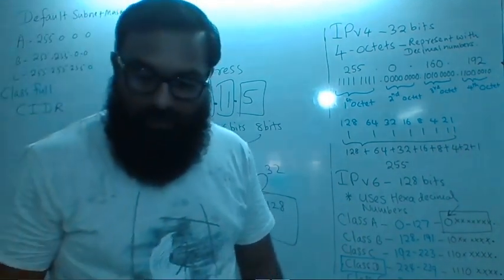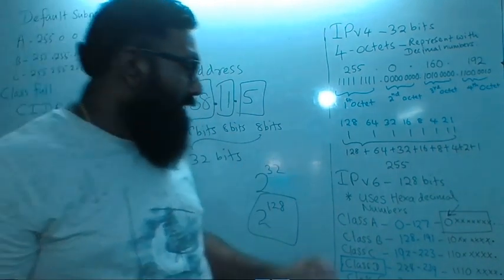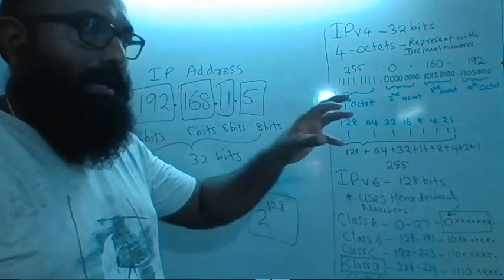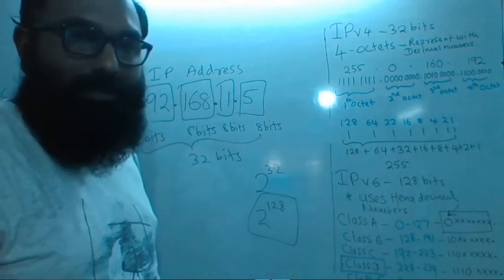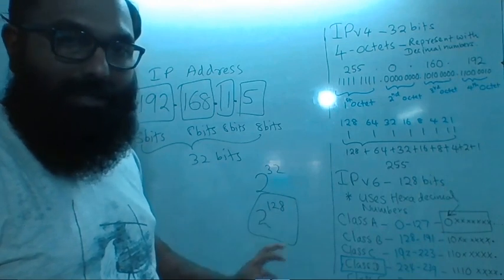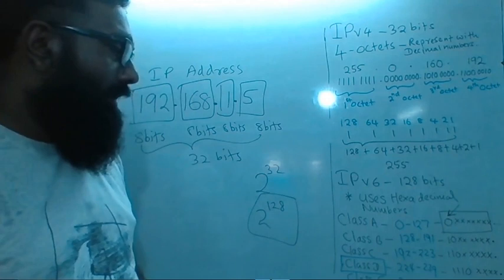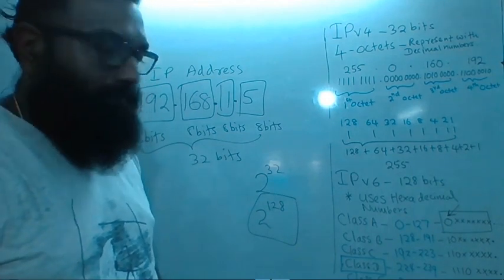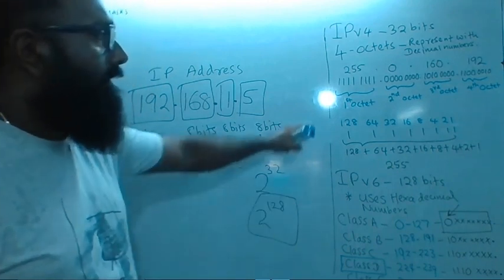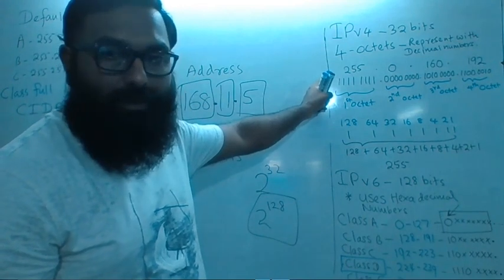Right. Now, in our syllabus we have to discuss classes. Okay. When you consider IP addresses, we are dividing them into classes. Okay, so class A, class B, class C, class D, and class E. There are 5 different classes. When you consider these classes, we can identify them with the help of the first octet.